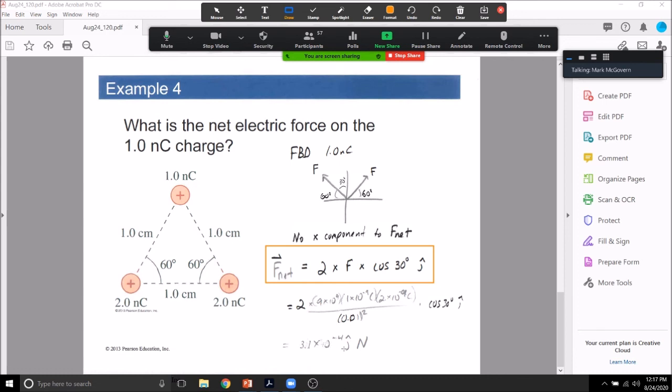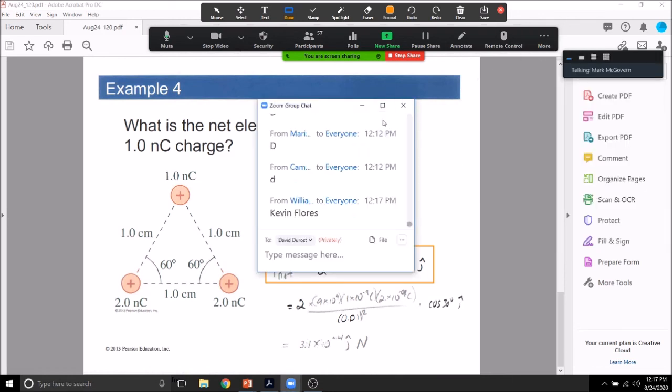3.1 times 10 to the minus 4 j hat is the force. So notice these are small forces for centimeters and nanocoulombs. This is what you should expect for forces. They're rather small things here, all right? So that's it.